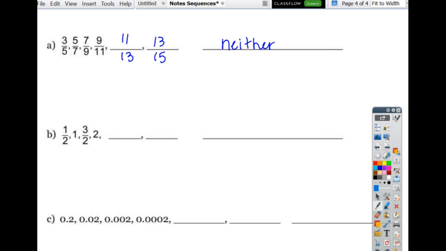So when I subtract 1 minus 1/2, what do I get? 1/2. 3/2 minus 1, what do I get? So my D is 1/2. This is arithmetic. So I would have 2.5, which would be 5 over 2, and this would be 3.